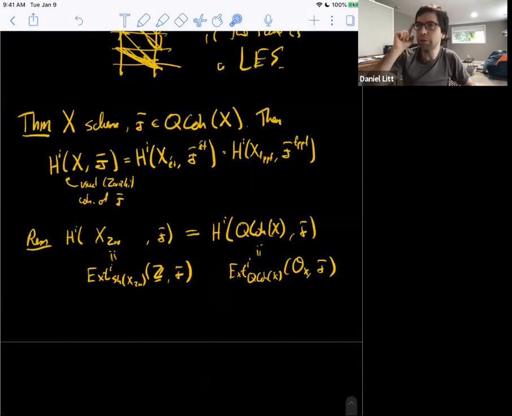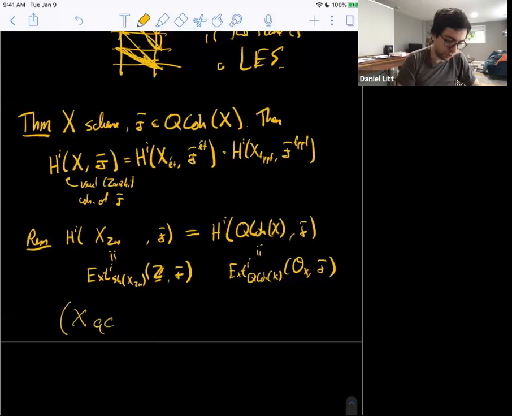So does anyone know why it's true actually? And maybe I should actually assume X is quasi-compact and quasi-separated or something. I think this is true in general, but maybe I don't know how to prove it. Yeah, so Benjamin gives the right answer. The reason is that if you take an injective quasi-coherent sheaf, that's flasque. Like it's flasque as an abstract sheaf. So it also computes derived functor cohomology.